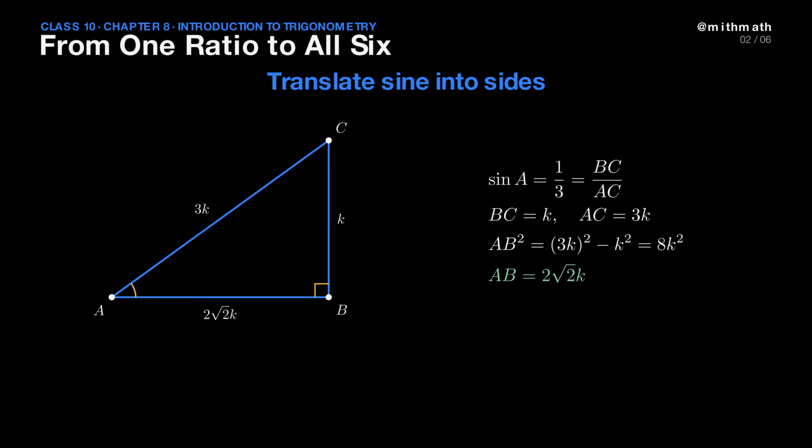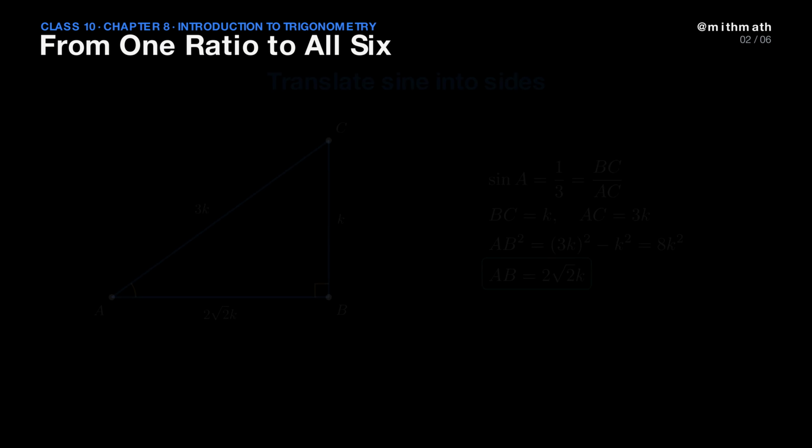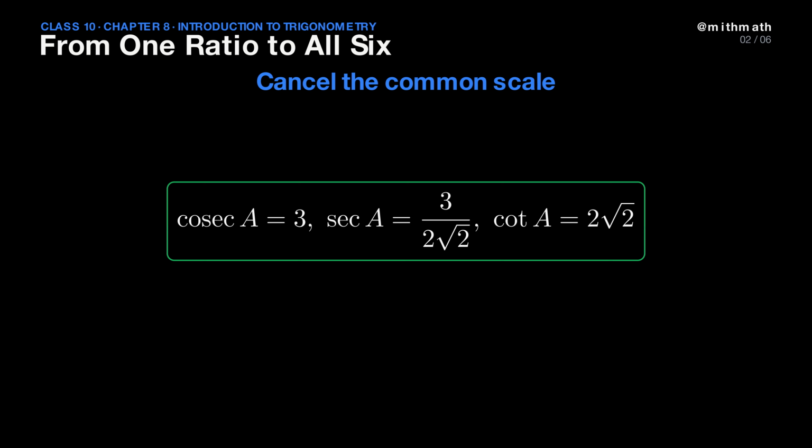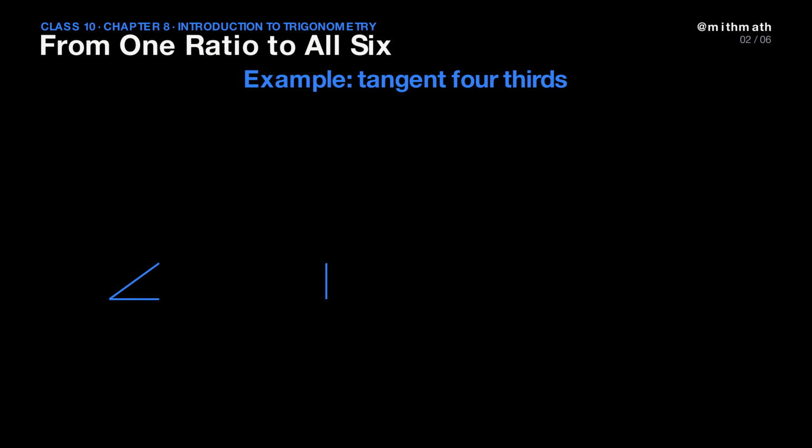Pythagoras gives the adjacent side 2√2k, using the positive root. Every side contains the same positive scale k, so it cancels in each ratio. Rationalizing tangent gives √2/4. Tangent 4/3 makes the legs 4k and 3k.